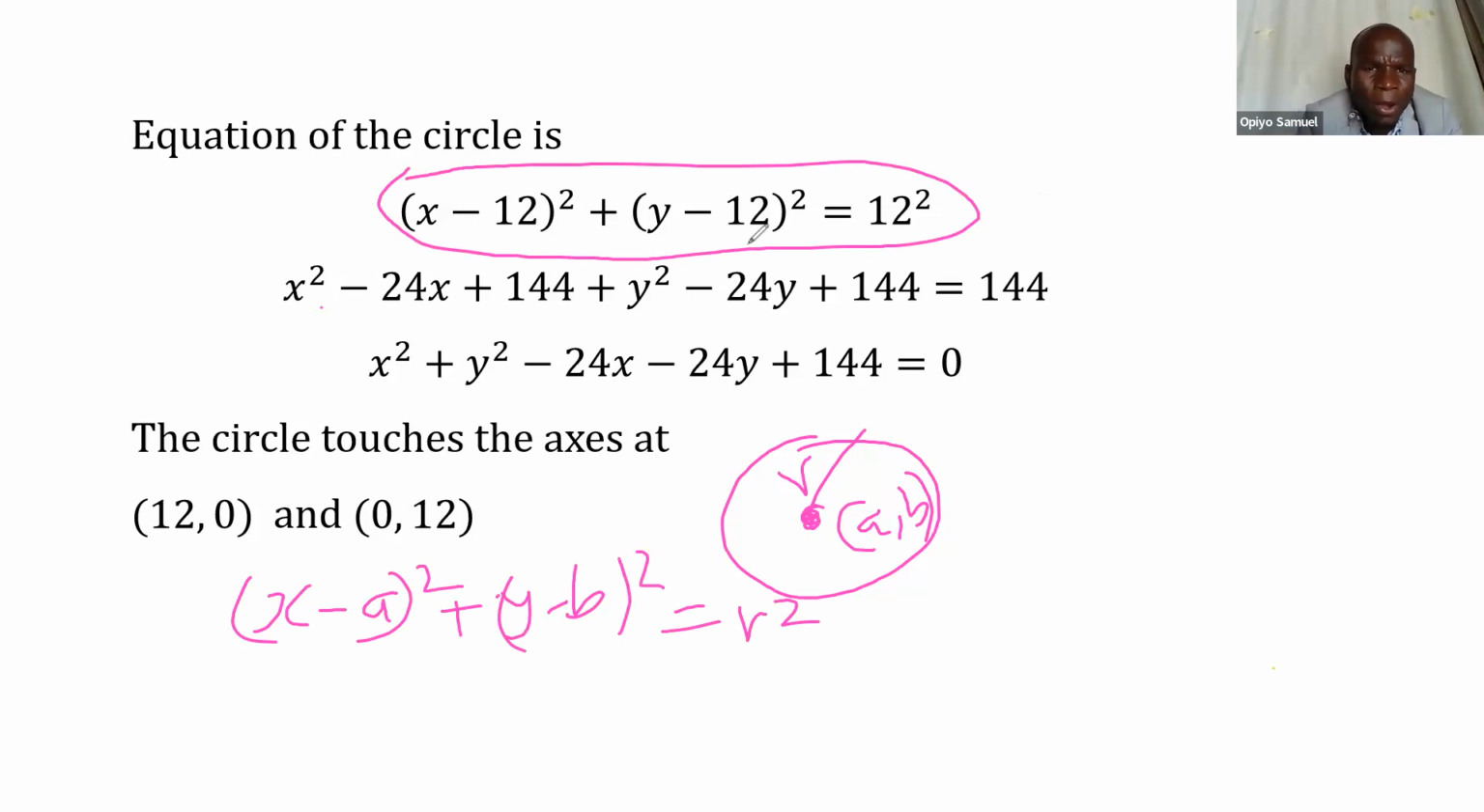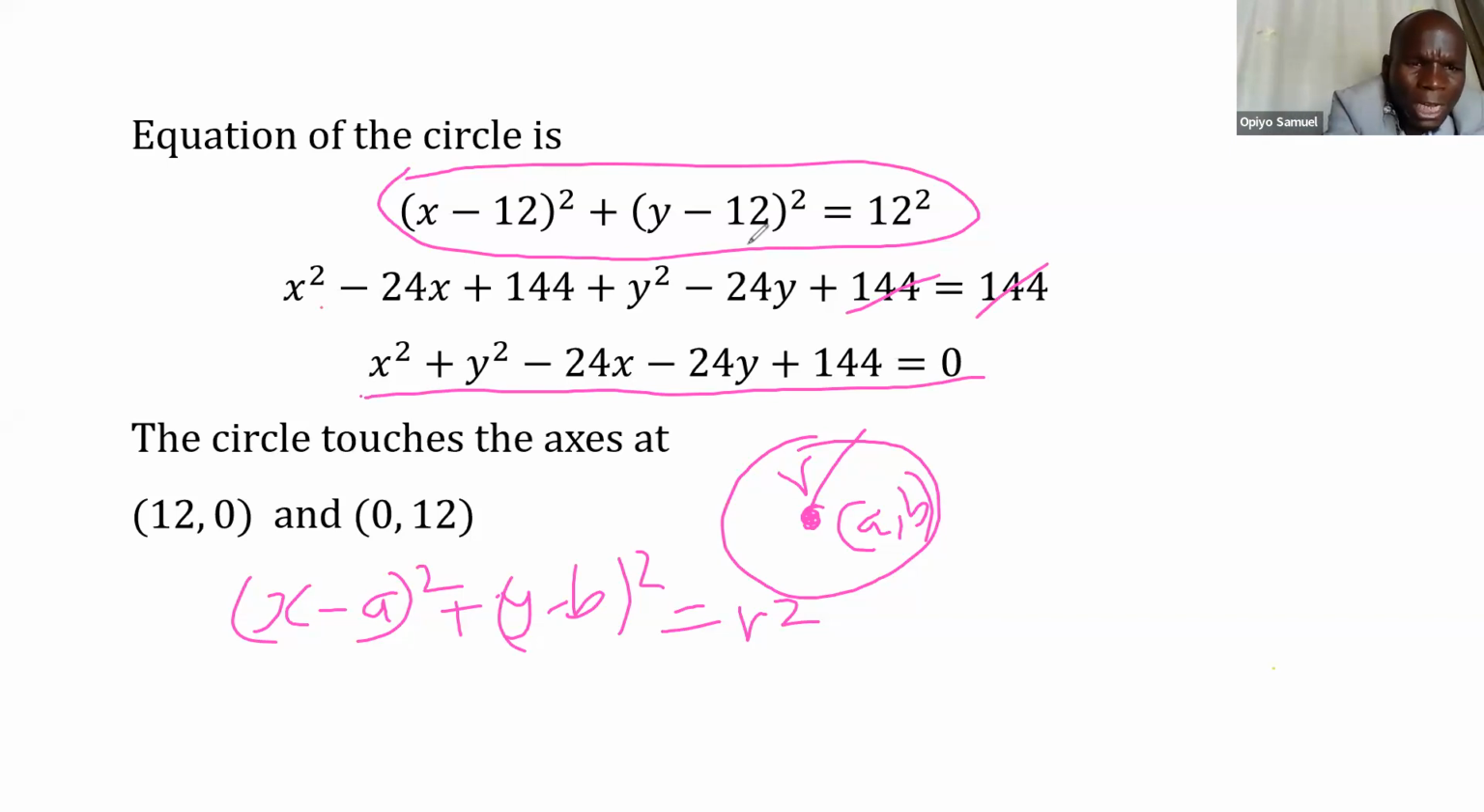And when we expand, we get x squared minus 24x plus 144 plus y squared minus 24y plus 144 equals 144. This 144 cancels the other one, and we remain with 0 on the right hand side. So when we collect the like terms, we get this as the equation of the circle. So the equation of the circle is x squared plus y squared minus 24x minus 24y plus 144 equals 0.